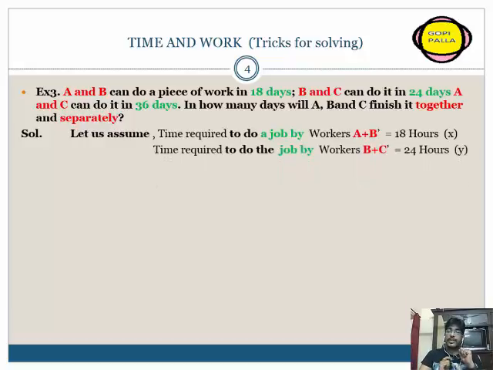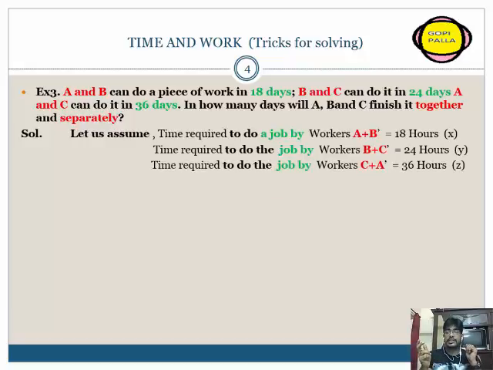We'll assume the total time required to do the job by B and C is 24 hours, and we'll call it Y. And the total time required to do the job by workers C and A is 36 hours. We'll assume this as Z.